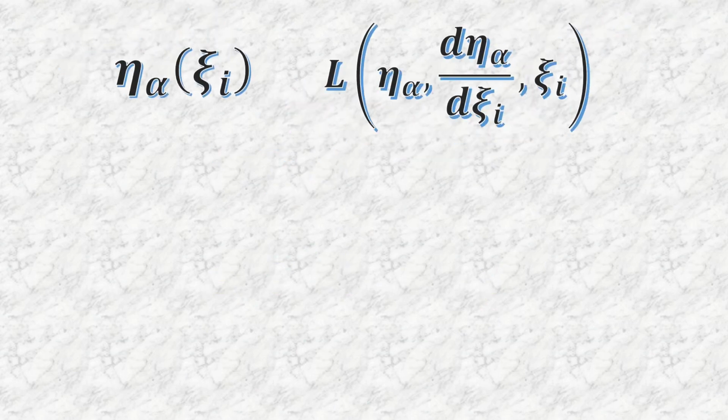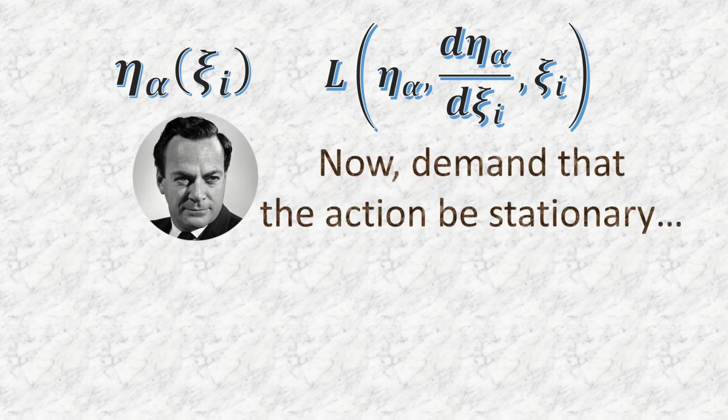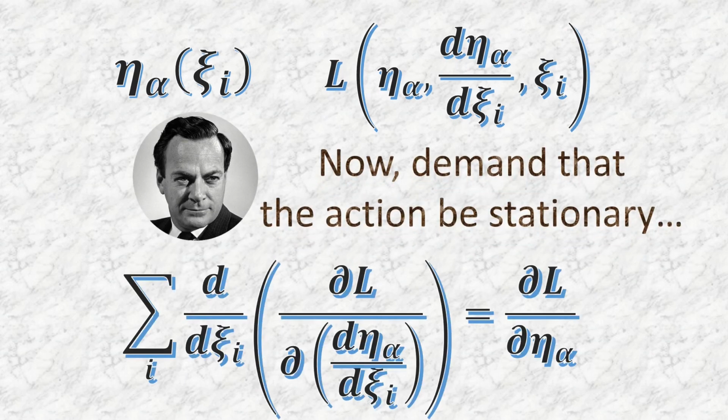And so, we wanted to find the etas as a function of the size given a Lagrangian. We did it by the principle of stationary action and found that the resulting Euler-Lagrange equations gives the configuration of the etas.